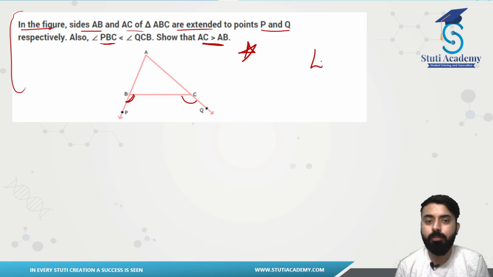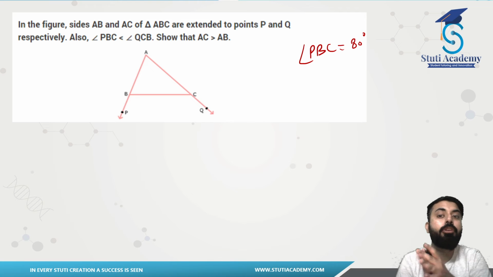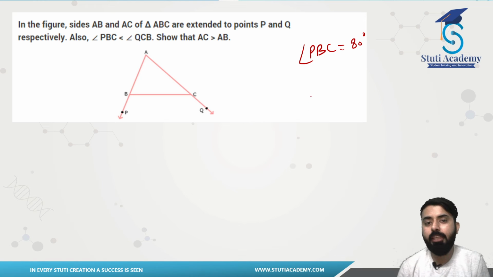Let's just assume, since I know angle PBC is less than angle QCB, let's make it a round figure. Let's say it is 80 degrees. Let me just erase this. Let's say angle PBC is 80 degrees, just to explain the concept. This is not what we are going to actually do here. And let's say angle QCB is 100.